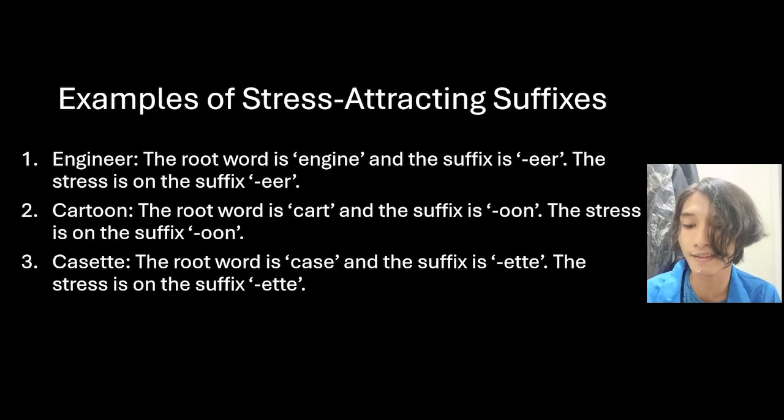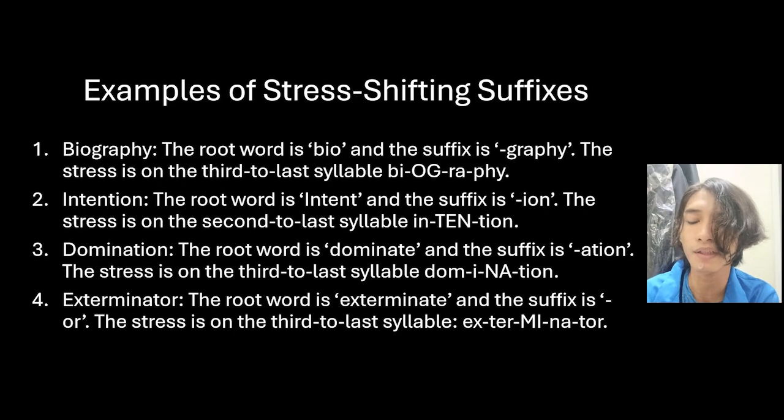And the last one is cassette. The root word is case and the suffix is ette. The stress is on the suffix ette. And in this last one, four examples of stress-shifting suffixes. The first is biography. The root word is bio and the suffix is graphy. The stress is on the third to last syllable, biography.